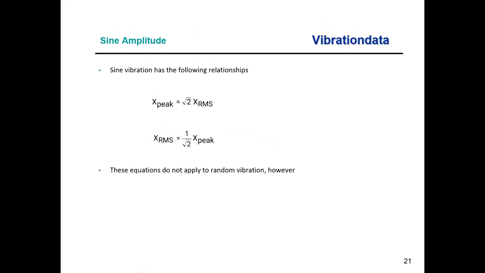Some more statistics about sinusoidal oscillations. So the peak value is always square root of 2 times the RMS value. And the RMS value is always going to be 1 over square root of 2 times the peak value. These two equations work great for sine vibration, but they do not apply to random vibration. So when we get to random vibration, it's a matter of probability and statistics, and we're never exactly sure what the relationship between peak and RMS is going to be in random vibration, but there's some statistical things we can do to estimate what the peak value will be. More about that later on.